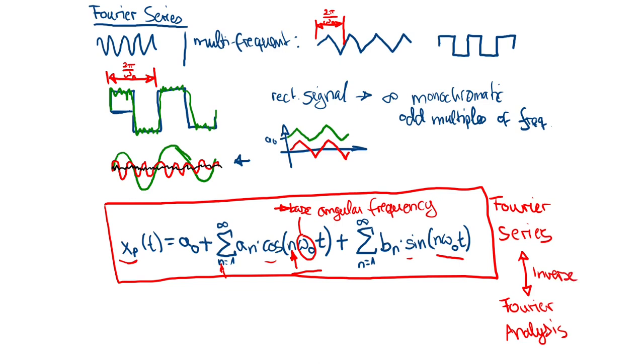Yeah, Fourier analysis is decomposition, and the Fourier series is the composition of the periodic signal out of its monochromatic components. So now we can come back to the meaning of the cosine and the sine function. The cosine function and the sine function are orthogonal.